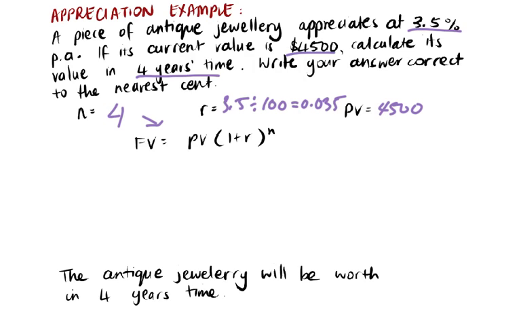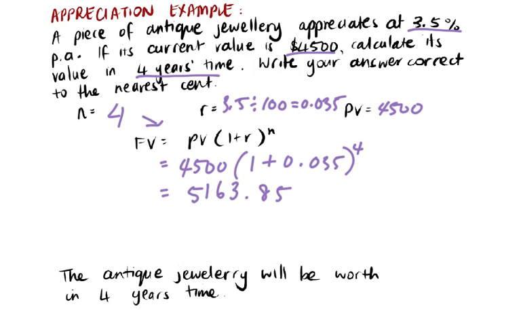All we're going to do now is substitute all of those values into our compound interest formula. Present value is 4,500, open bracket, 1 plus our rate in decimals, to the power of 4, which is our time period. If we calculate it, we should get $5,163.85. So in 4 years' time, due to appreciation, the antique jewellery will be worth $5,163.85, whereas currently it's only worth $4,500. So using the compound interest formula, we can calculate the effects of inflation as well as appreciation in terms of the value of certain items.